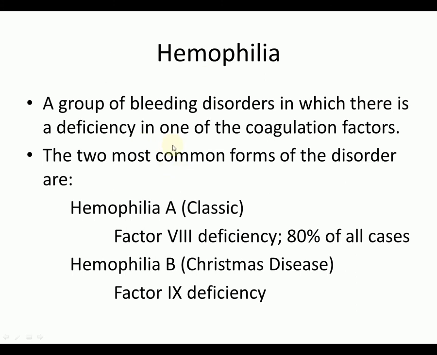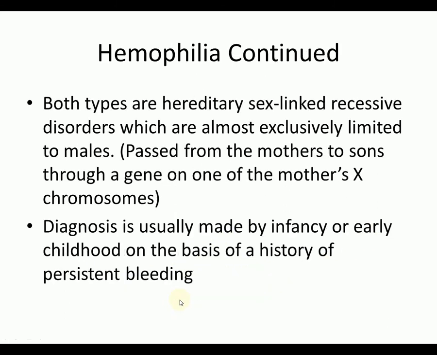Hemophilia is a bleeding disorder in which there is a deficiency in one of the coagulation factors. The two most common forms of this disorder are hemophilia A classic, which is your factor VIII deficiency, 80% of all your cases, and hemophilia B, which is your Christmas disease, a factor IX deficiency. Both types are hereditary sex-linked recessive disorders which are almost exclusively limited to males, passed from the mothers to the son through the gene on one of the mother's X chromosomes.